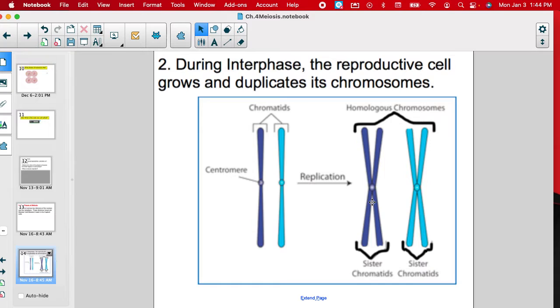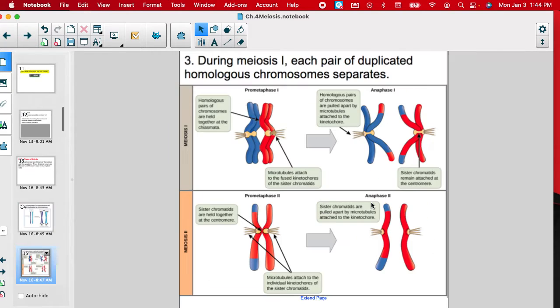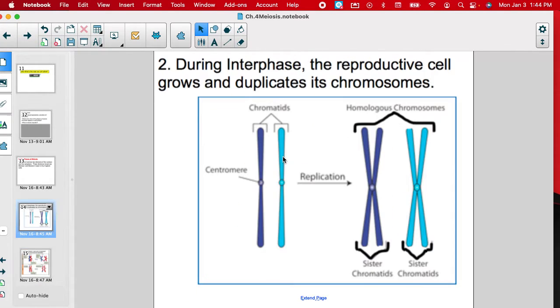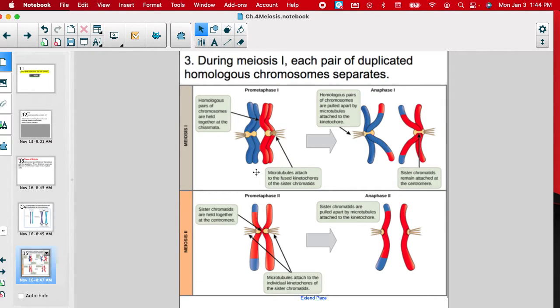During interphase, the cell will grow and duplicate its chromosomes. Then it will go through the first round of meiosis. Each pair of the duplicated homologous chromosomes will separate from each other. So here you can see that they are paired up, just like we discussed in yesterday's lecture. Homologous chromosomes are paired up, and at meiosis 1, they will separate from each other. And then in meiosis 2, that chromosome will split into sister chromatids. So there's a brief summary of the 2 rounds of divisions right there.